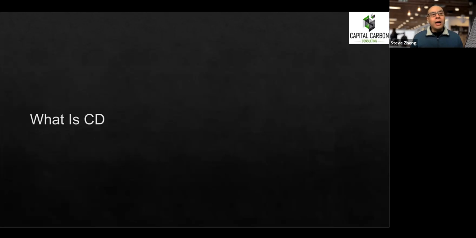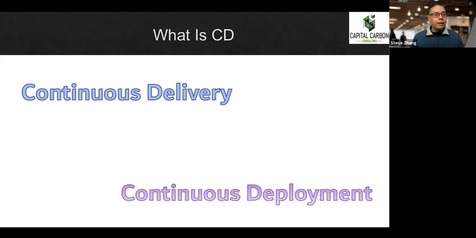Okay, I can say that if the company has CD, which is continuous delivery or continuous deployment, the incident won't happen. Okay, let's talk about what CD is. CD represents two concepts: continuous delivery and continuous deployment. You might have the question, what's the difference between them? Okay, let's figure it out.